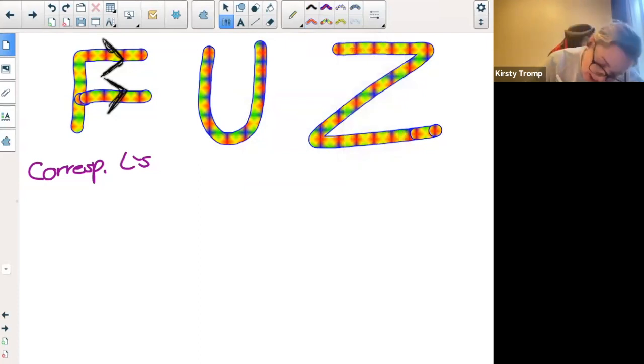Do you see these two letters of the R? I always think of those as forming my F on the bottom. So corresponding angles is the letter F. Okay. And how do we remember that? We can make an F with the two R's in it. Okay, let's move to the next one.